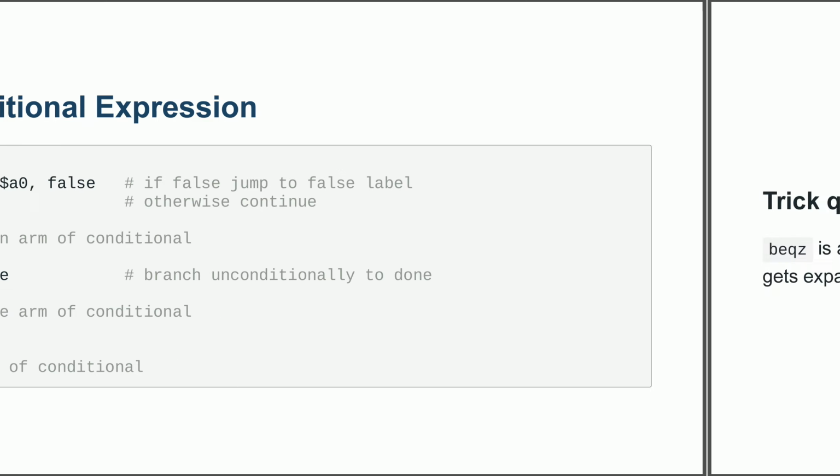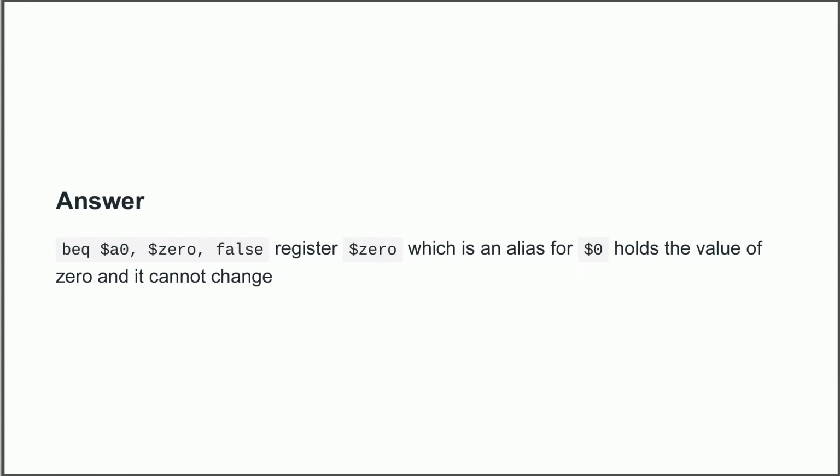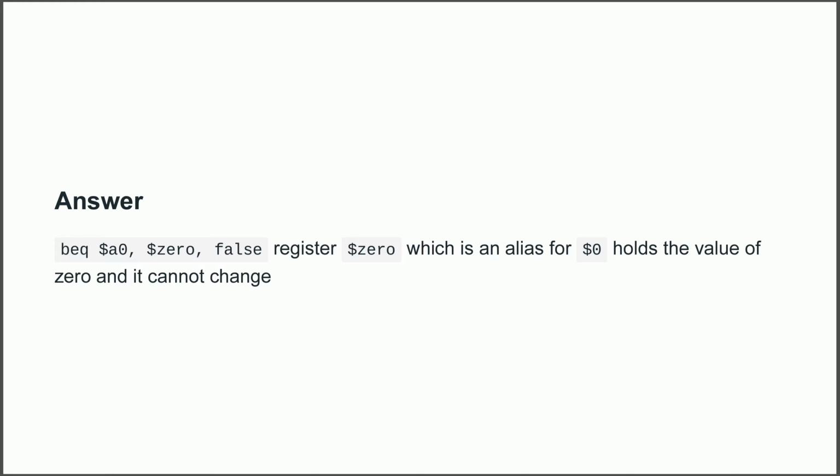Now one interesting thing here is that beqz, branch equal to 0, is a macro MIPS instruction. It gets expanded to another instruction. Now the trick question is, what is the instruction that it gets expanded to? beqz gets expanded to beq, branch equal, $a0 $0 false. Now $0 is an alias for register number 0. Register number 0 always holds the value 0, and it's hard coded to 0.